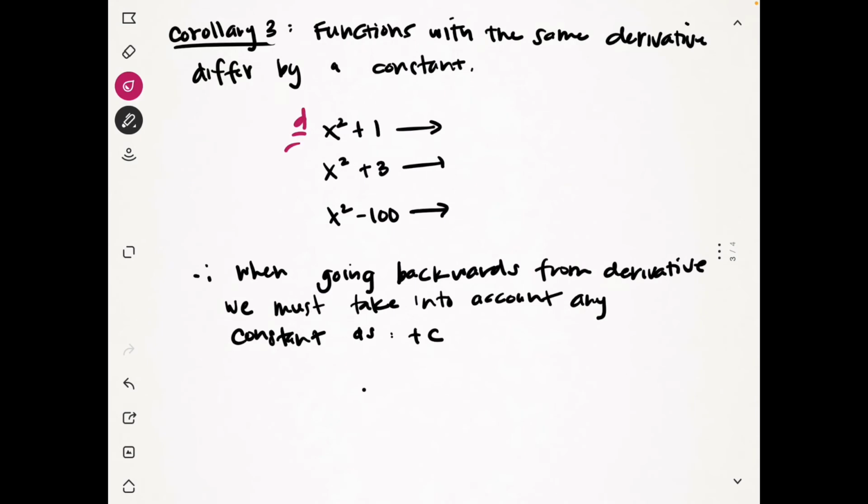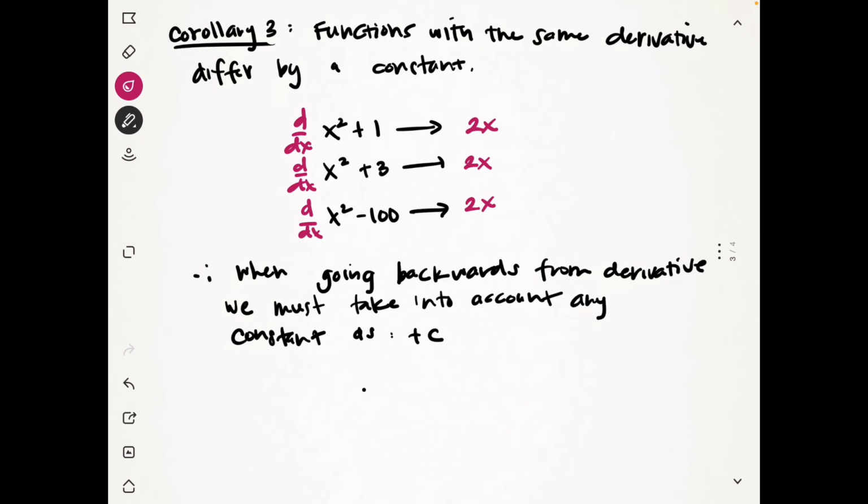So let's look at this. If we take the derivative with respect to x of x squared plus 1, well, the 1 derives out every time, right? So we get 2x. Same thing happens here. We have x squared again. The 3 derives out, so the derivative is the same, 2x. And then same with the last part. Even though we have a minus 100, our derivative is the same.